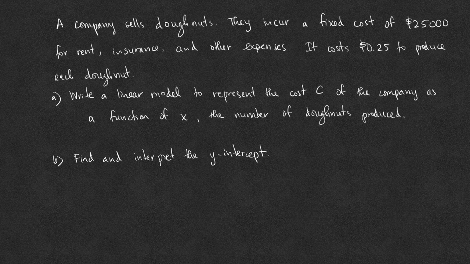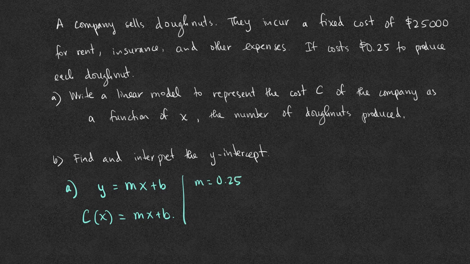The linear equation is the equation of the form y equals mx plus b, but using this C as the function notation, we have C of x equals mx plus b. m is the rate of change. It is the cost per donut. And so, in this case, m is 0.25. b is the initial value. In this case, the initial fixed cost, which is $25,000.